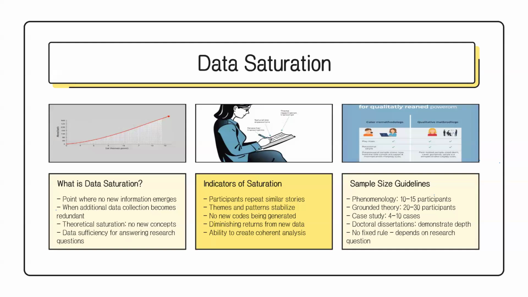Sample size guidelines to aim for: for phenomenology, typically 10 to 15 participants are sufficient. Grounded theory usually needs 20 to 30 participants to develop a theory. Case study uses 4 to 10 cases depending on complexity. For ethnography, it is not about number of people, but depth. You might spend months with one community.